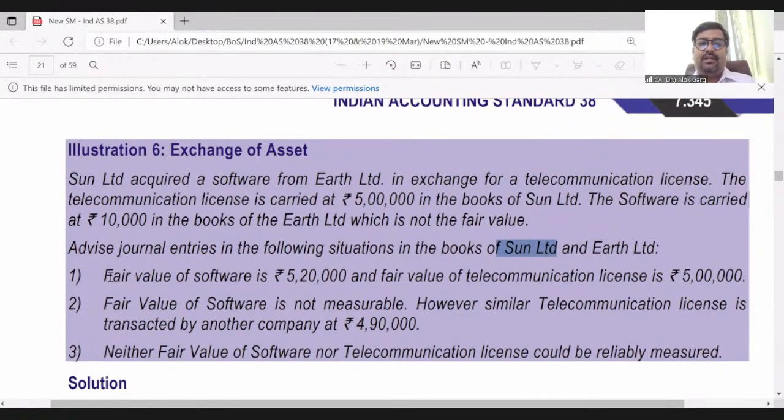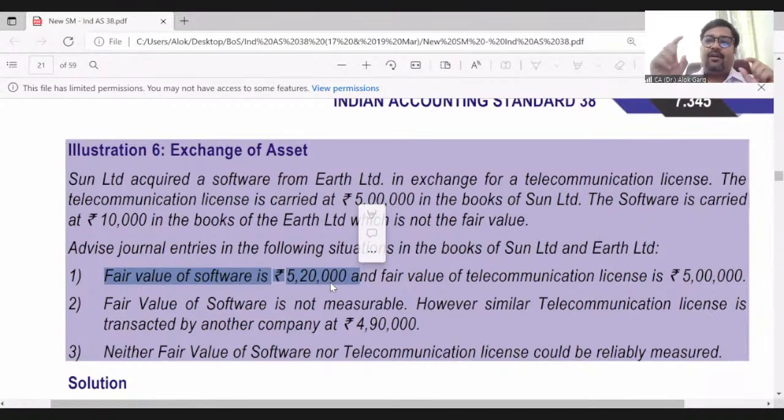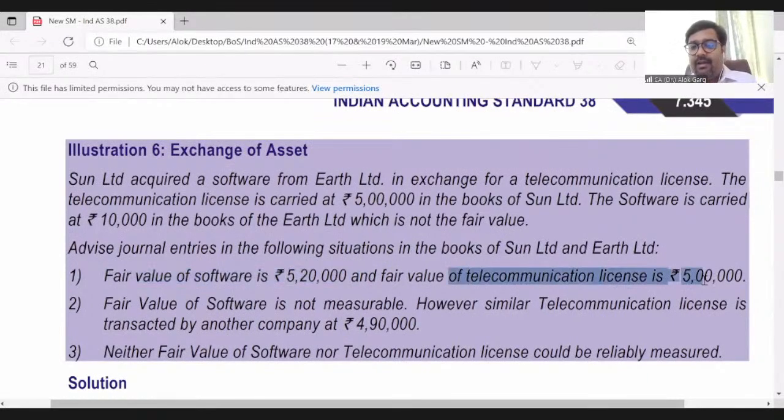The first situation is: fair value of software is 5,20,000. So what is the fair value of the asset acquired? The fair value of the asset acquired is 5,20,000. And the fair value of the asset given up is 5 lakh rupees. So tell me, at what value will you recognize the intangible asset, the software?